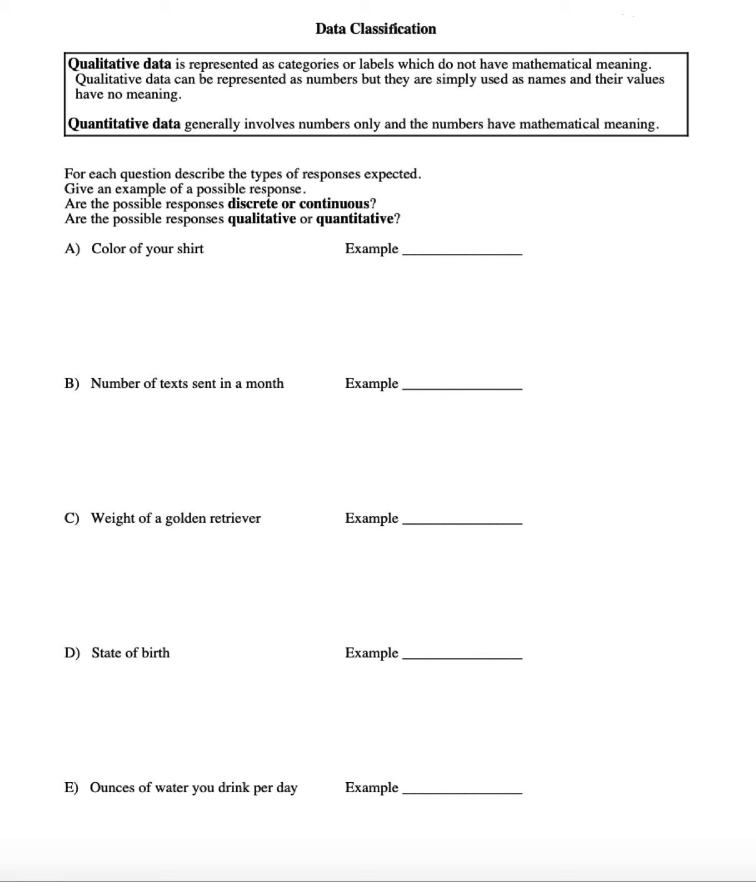We'll look at a few examples of types of data, and we want to decide a few things about it. Is it qualitative or quantitative? And is it discrete or continuous? For each type, give an example. I'll let you try them first, and then I'll give my responses.